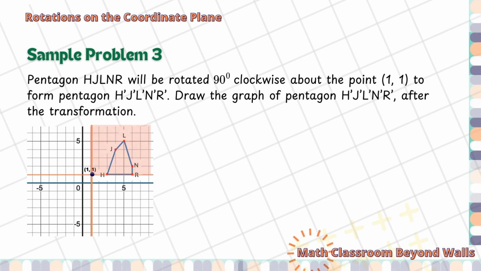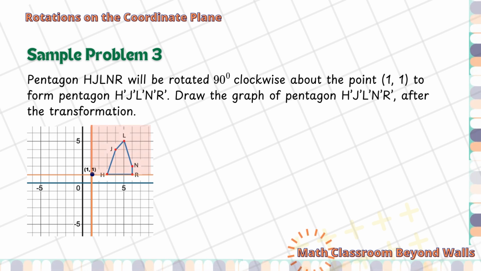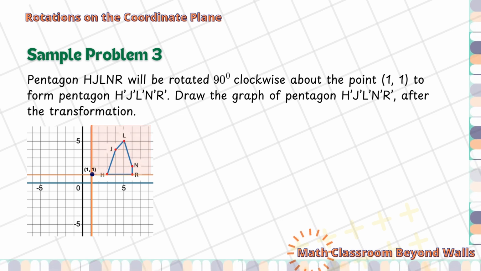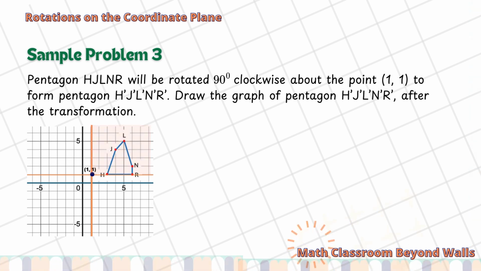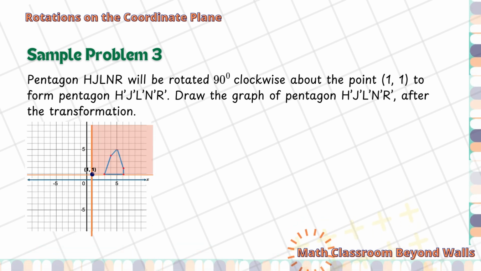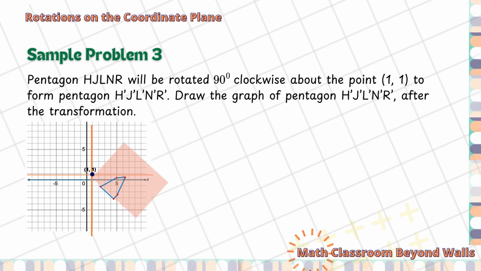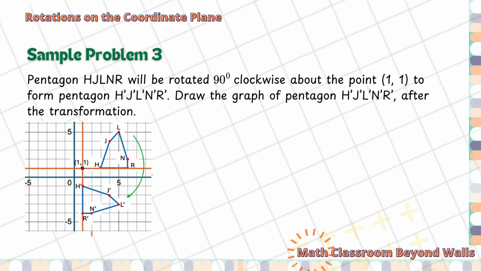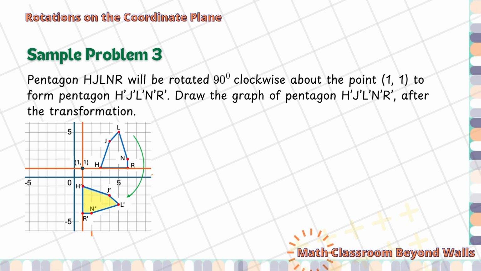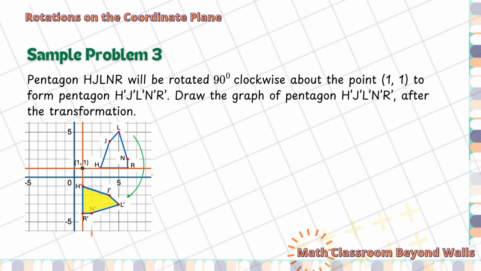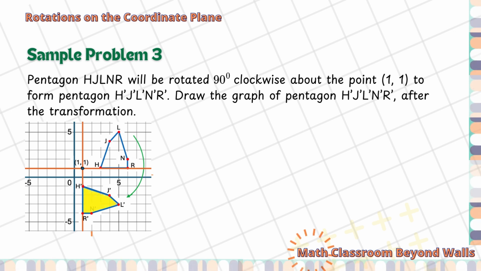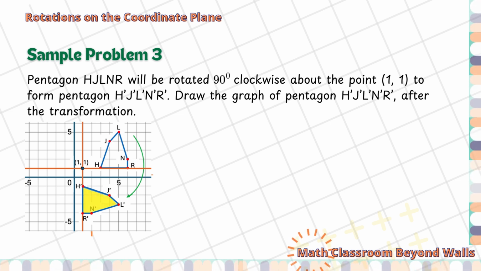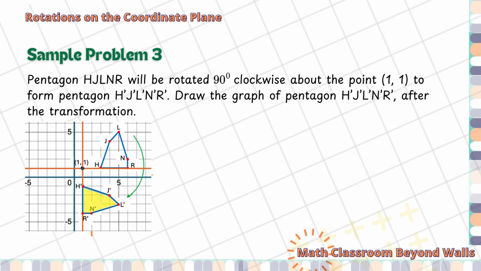We now rotate the quadrant where pentagon H, J, L, and R is 90 degrees clockwise, about (1, 1) like this. Bingo! Here is now our answer, the graph of pentagon H prime, J prime, L prime, N prime, R prime. There you are, learners. I hope you acquired lots of learnings in this video.